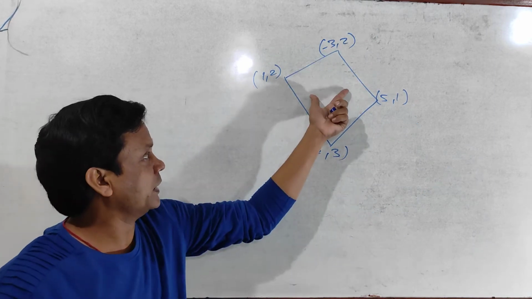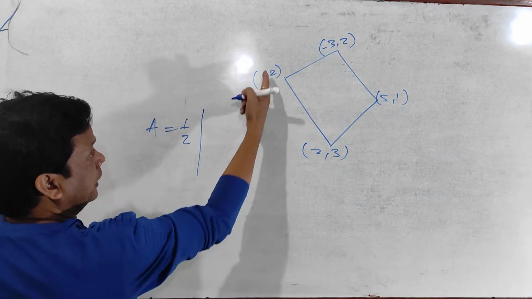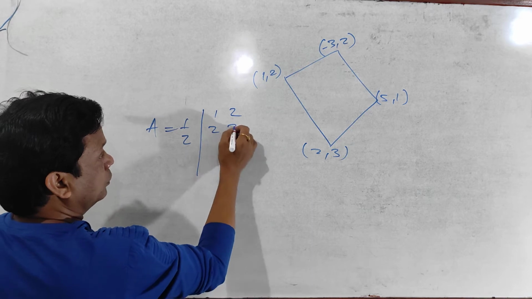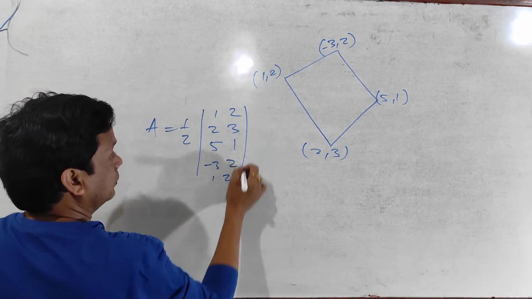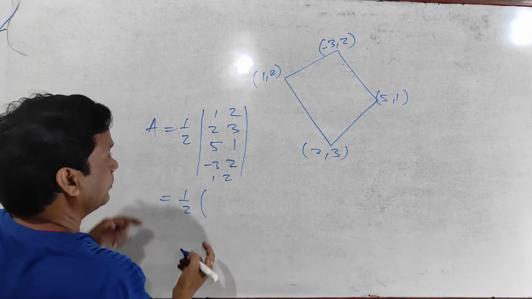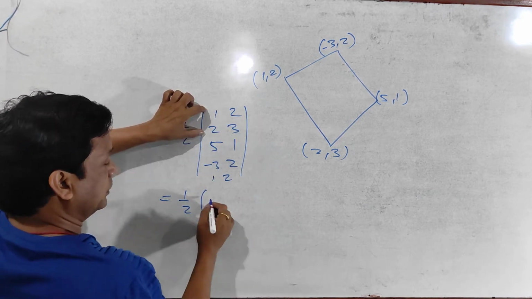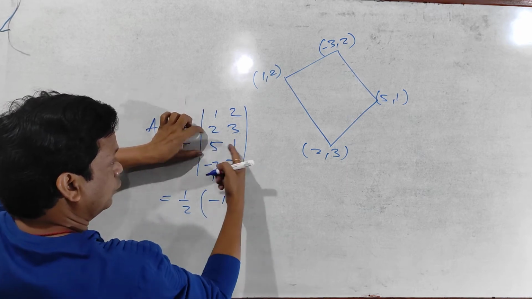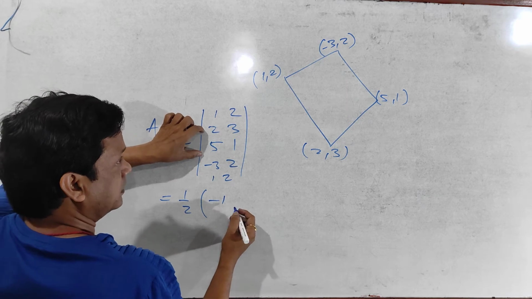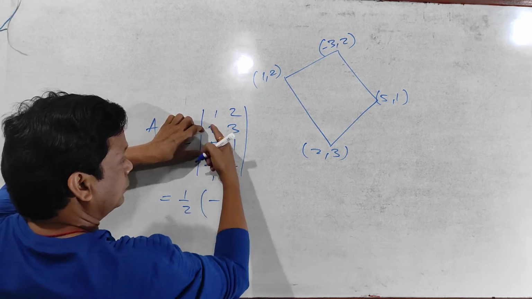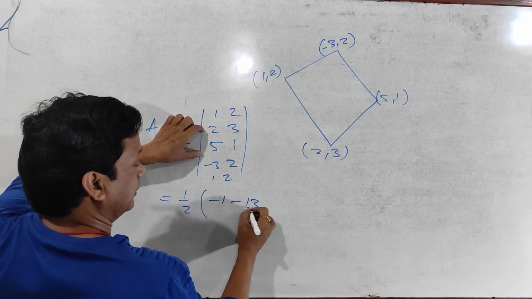Now I am giving you an example here. So area is equal to 1 by 2. Write it. I am starting from 1 2, 1 2, 2 3, 5 1, minus 3 2, then 1 2. Okay, directly done. 1 by 2. This 2. 3 minus 4. 3 minus 4. This is minus 1. Then this one. 2 minus 15. 2 minus 15. This is minus 2 minus 5 3 is 15. So it will be minus 13.